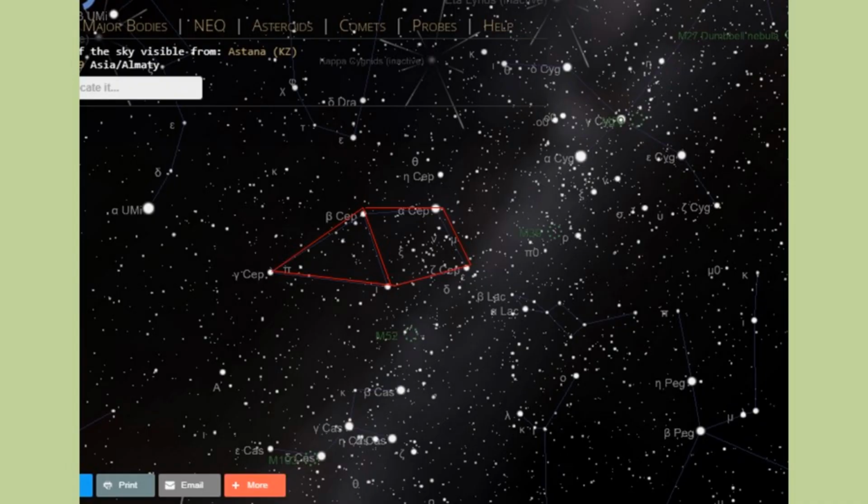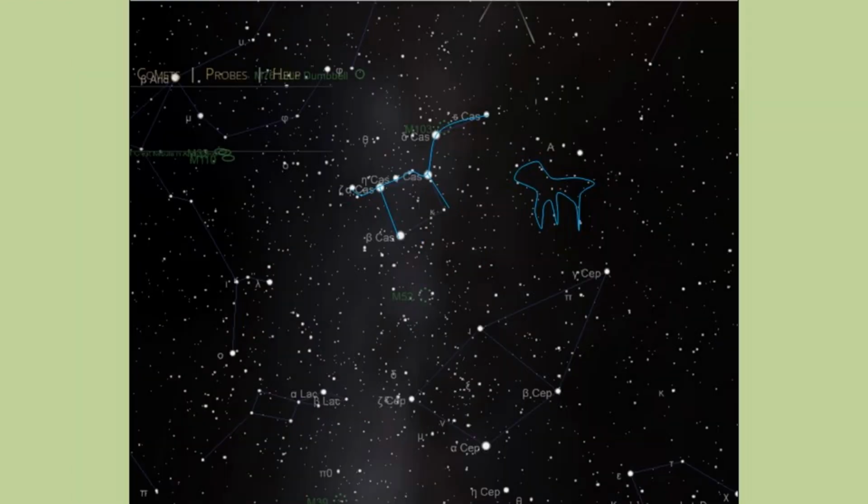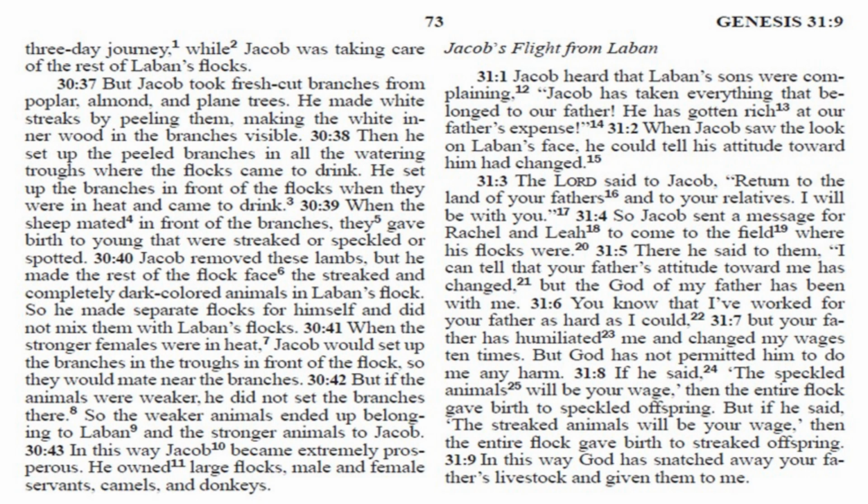As you can see in this picture, the constellations Cepheus and Cassiopeia represent the tent of Laban's sons and the speckled or spotted sheep respectively. Jacob took his flocks, which are not speckled or spotted sheep and goats, to a place that separates him from Laban's sons by 3 days' journey. Here, Jacob made white streaks in branches of poplar, almond, and plane tree by peeling them and kept them in the watering trough where the flocks came to drink.